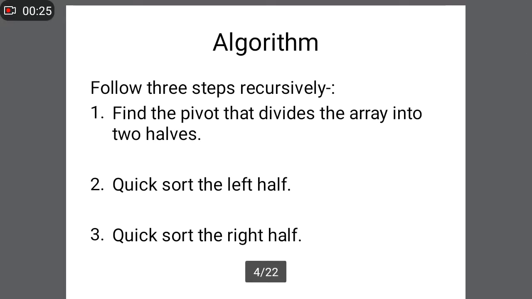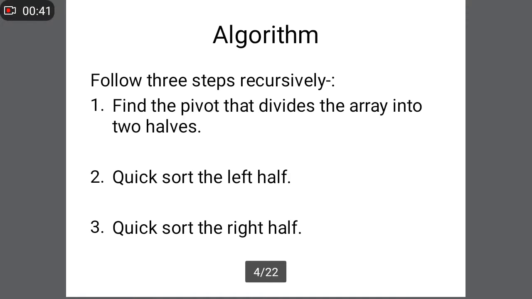To sort the array, this algorithm uses three steps recursively. First, find the pivot that divides the array into two halves, then quicksort the left half and quicksort the right half. Use these three steps recursively to sort the entire array. Now I am going to demonstrate this algorithm with the help of an example.